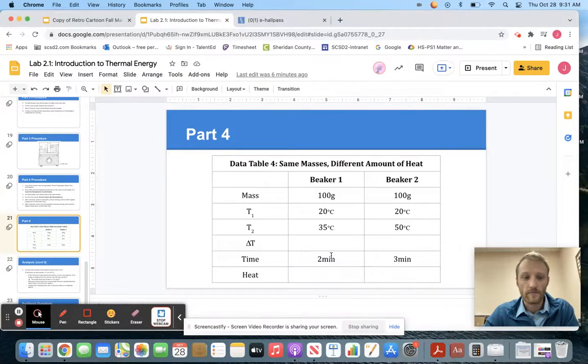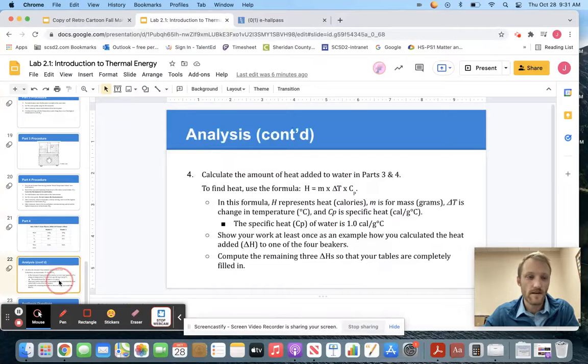Okay, now let's get on to heat. So, the analysis portion. It says calculate the amount of heat, or the amount of energy, added to the water in parts 3 and 4. To do this, we use this equation. In this formula, H represents heat, in calories. M is mass in grams. We're used to that. Delta T is our change in temperature. CP is the specific heat.